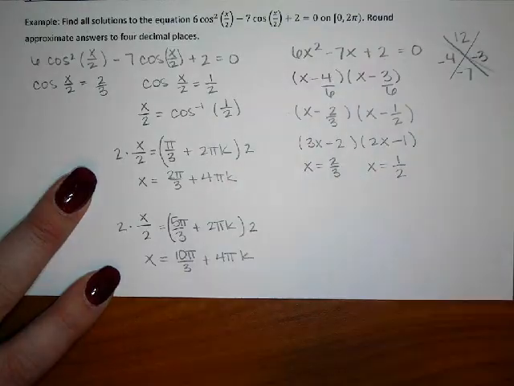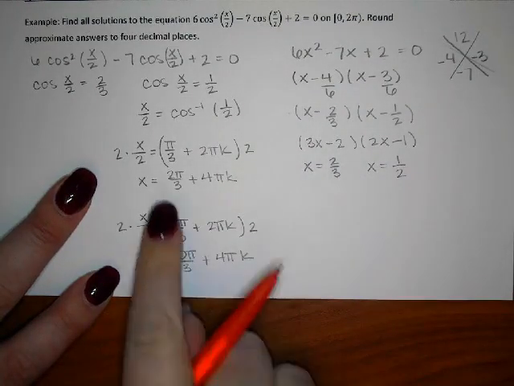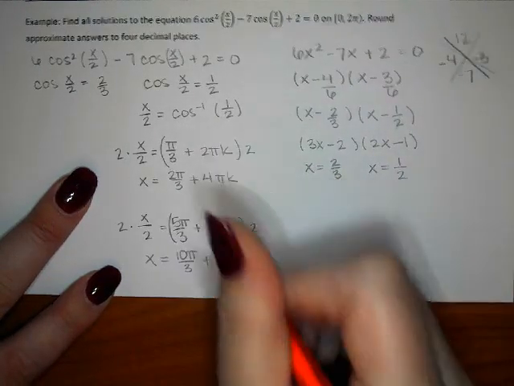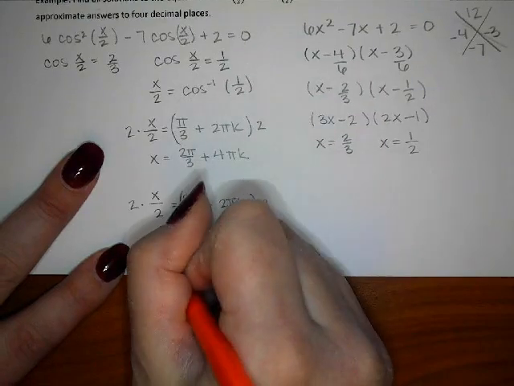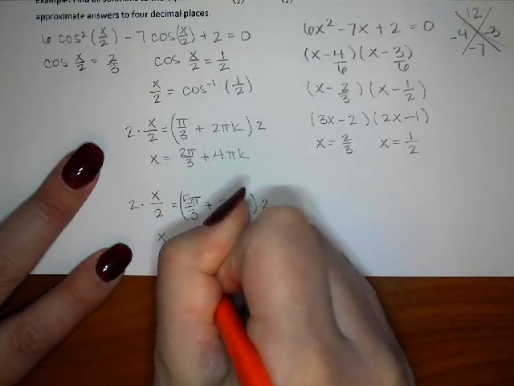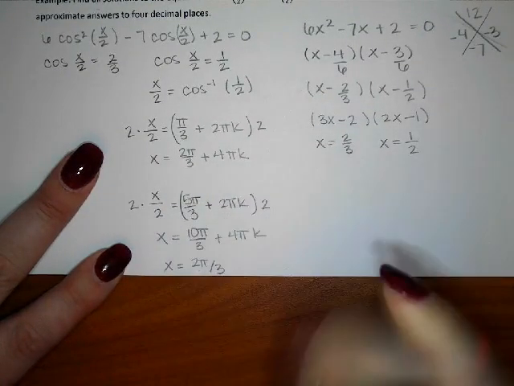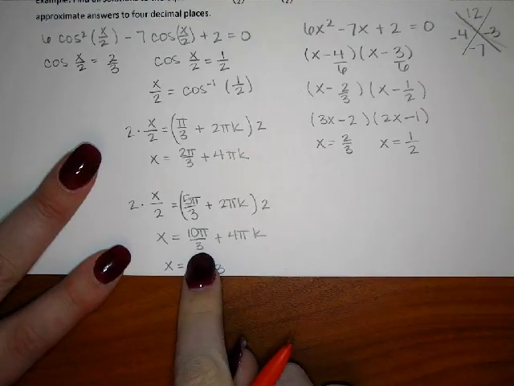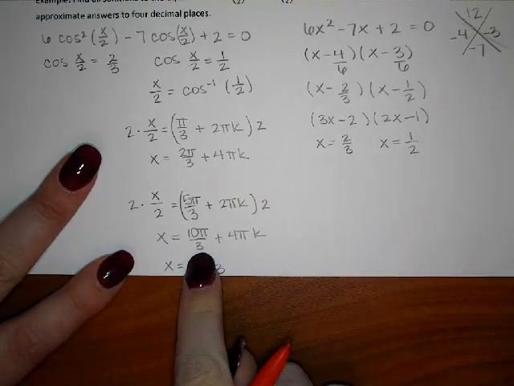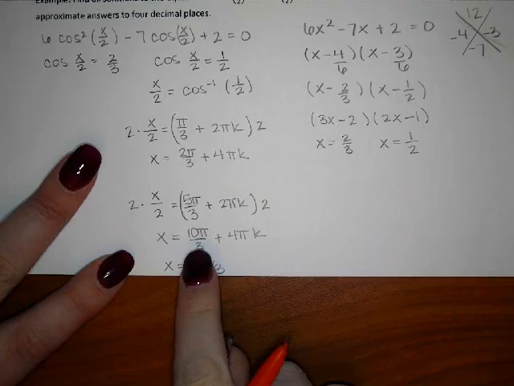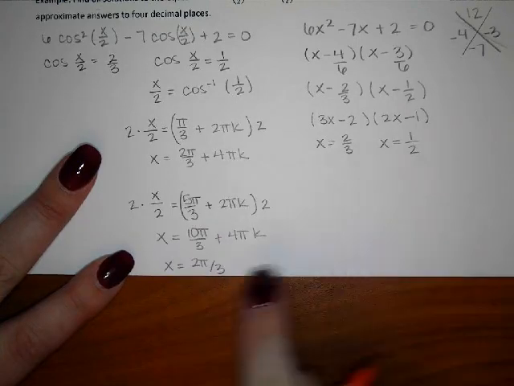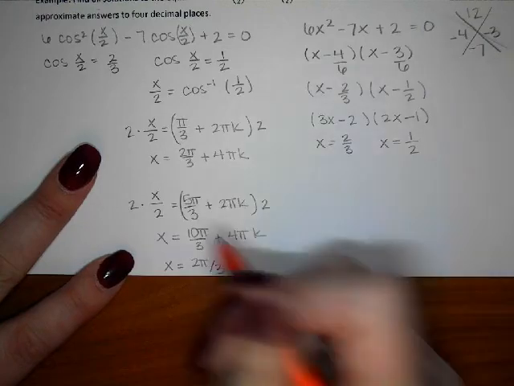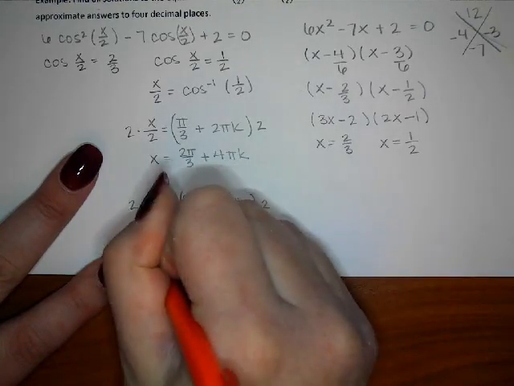Okay, so for this we get one answer. We get x is 2 pi thirds. 10 pi thirds is bigger than 6 thirds, and so that's bigger than 2. So this one is too big, this is not on the interval. And then if we were to add 4 pi, we'd get something bigger than 2 pi. So we only have one answer from this factor.